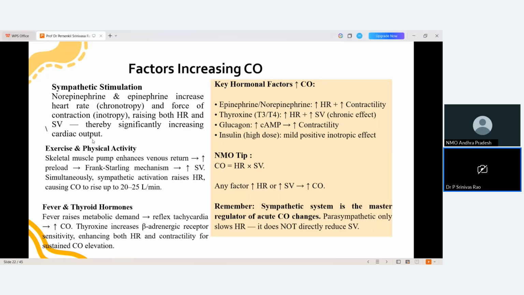Okay. Fever and thyroid hormones. So fever also increases the metabolic demand. Thyroid hormones also increase the metabolic demand. So it causes tachycardia. So this causes an increase in the cardiac output. See, remember, up to a certain extent, an increase in the heart rate can cause an increase in the cardiac output. I'll be telling it to you next time. So key hormonal factors are epinephrine, norepinephrine, which increase not only the heart rate, they also increase the contractility. Thyroxine, metabolic demand is increased, so it increases the heart rate, increases the stroke volume. Then glucagon increases cyclic AMP, it increases contractility.